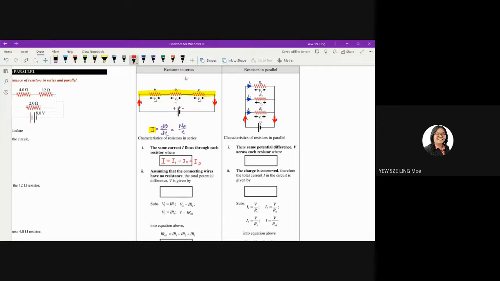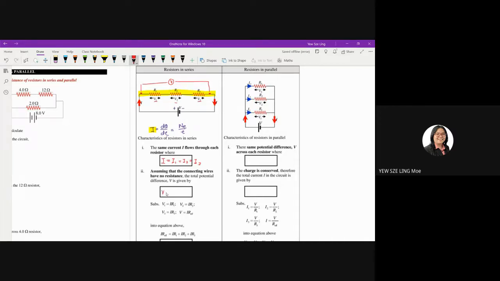But if you want to look at the sum of them, you are going to look at the potential from this point until this point. Let's say you put a voltmeter right here. Then what does it mean? It means you're looking at the sum of the potential differences of these three resistors.